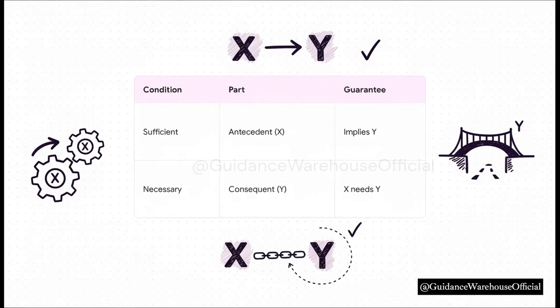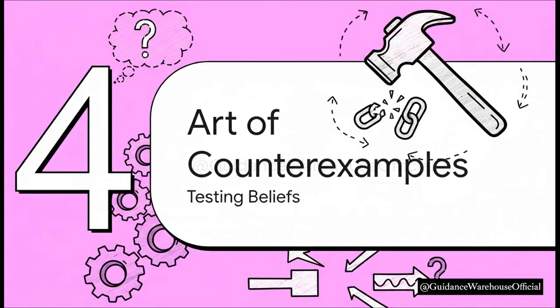So the crucial point to remember is this. The antecedent, the if part, X, is the sufficient condition. It automatically implies Y. The consequent, the then part, Y, is the necessary condition. X cannot possibly be true without Y being true. Keeping this asymmetry clear in your head will massively level up the clarity of your own thinking and your ability to craft bulletproof arguments.